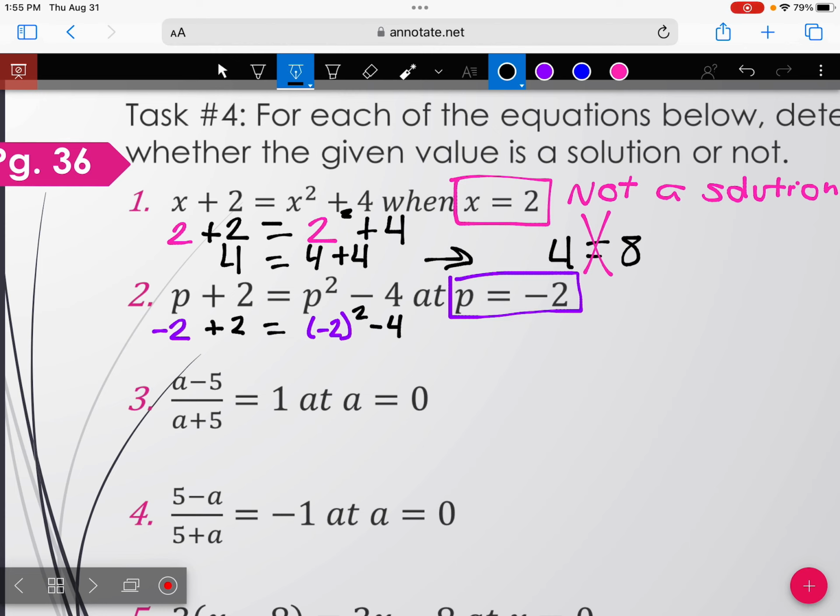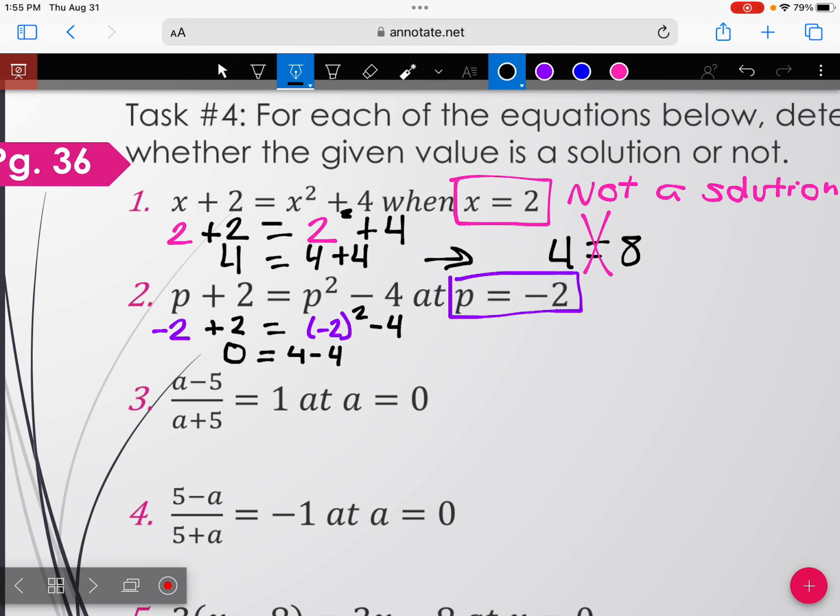Negative 2 plus 2 is what? 0. What is negative 2 squared? Positive 4. Right? Because negative 2 times negative 2 gives us positive 4.